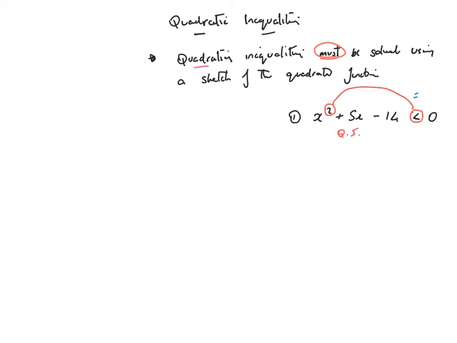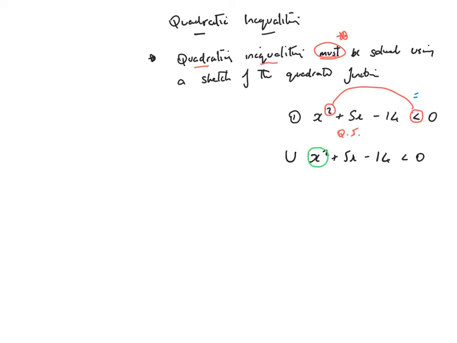Since it is a quadratic inequality, we must make a sketch. As soon as I see that, I think to myself, it's a quadratic inequality, therefore I must make a sketch of the quadratic function. So let's take it down again: x squared plus 5x minus 14 is less than 0. Straight off, because it's a positive x squared, as we looked at with completing the square, we know that is a concave up parabola.